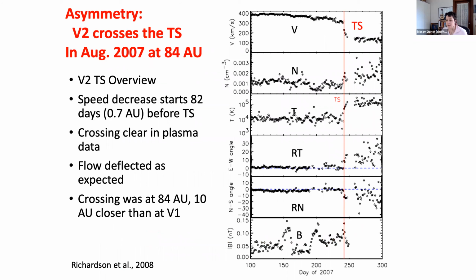Voyager 2 crossed the termination shock at a distance much closer to the sun, by 10 AU. Even when you include motions of these regions due to the fact that the solar wind changes in time, you cannot account for that asymmetry. So you say there has to be some external factor pushing the heliosphere.